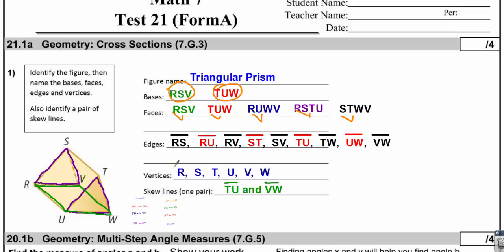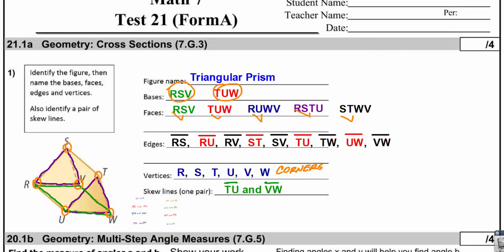It has 6 vertices. Whenever you see vertices, think of the word corners. The vertices are the corners of the shape. The nice thing about vertices is they're the ones that they label with a letter. So you can see there are 6 vertices, and each one is labeled with a letter.